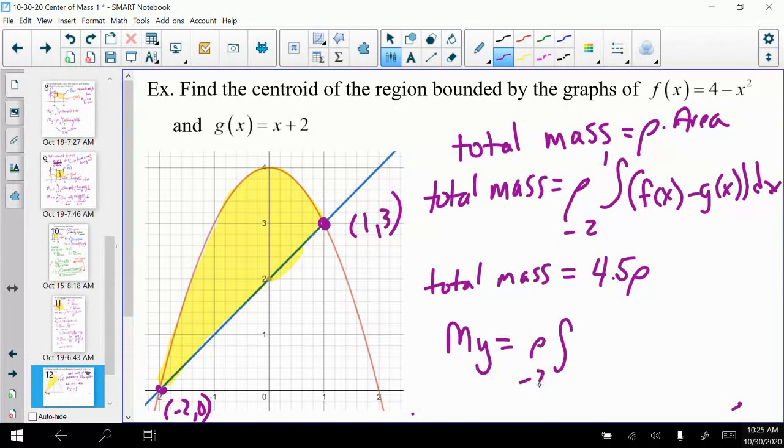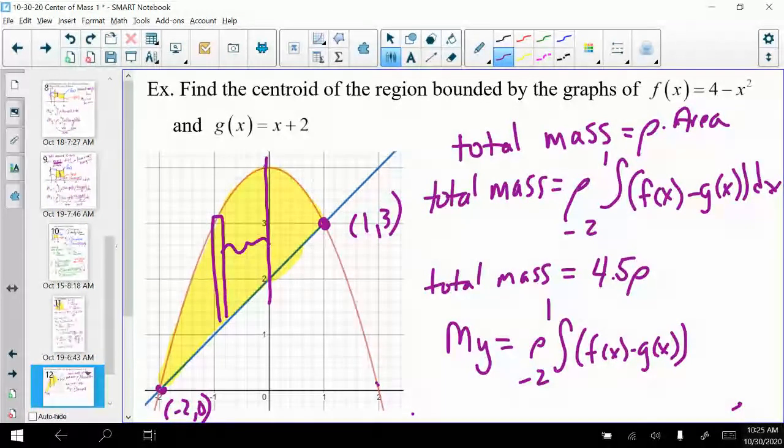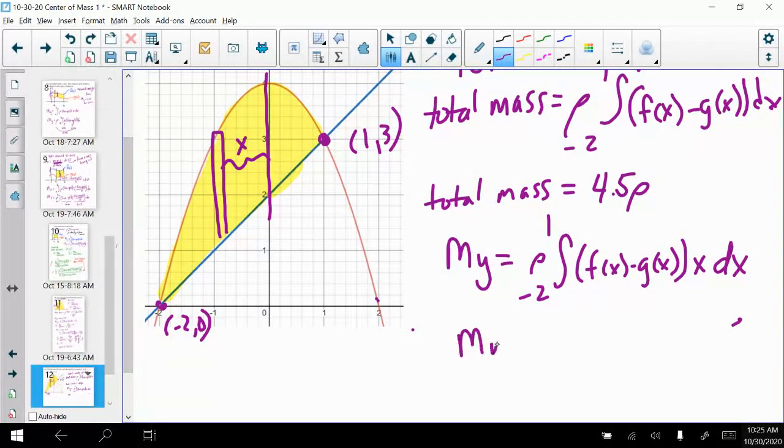So rho, -2 to 1. Area is f of x minus g of x. But then I need that distance x. So our moment about y is -2.25 rho. So we're saying that our balance point is going to be to the left of this. That seems reasonable to me.